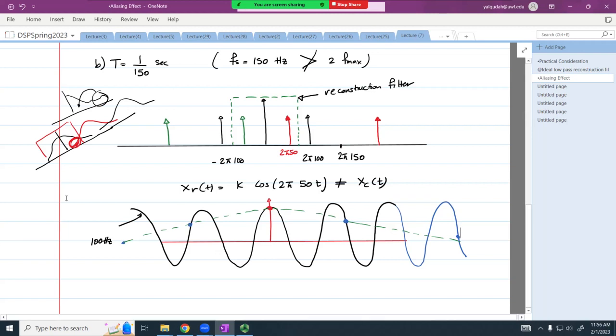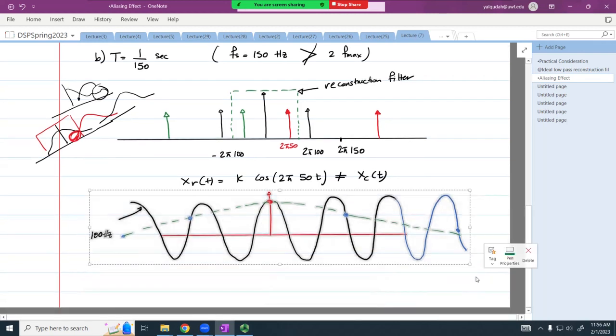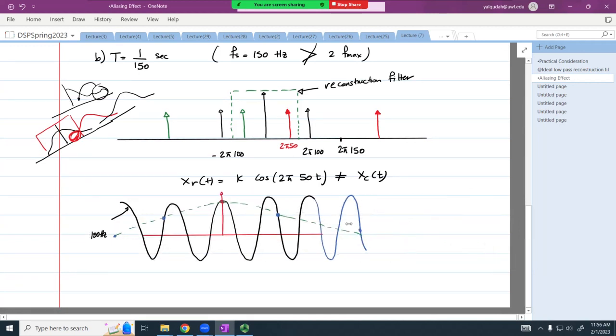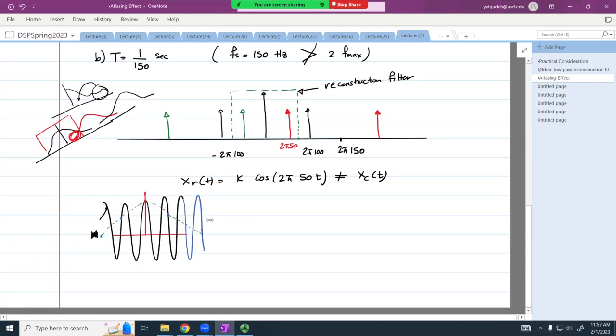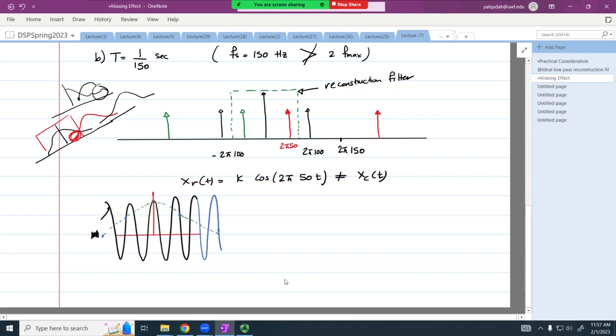Let me squeeze it, to see if it makes it more clear. Now if we continue with this process, this is going to look like this. So I generated a sinusoidal signal, but the frequency of it is 50 hertz instead of 150 hertz. Together?